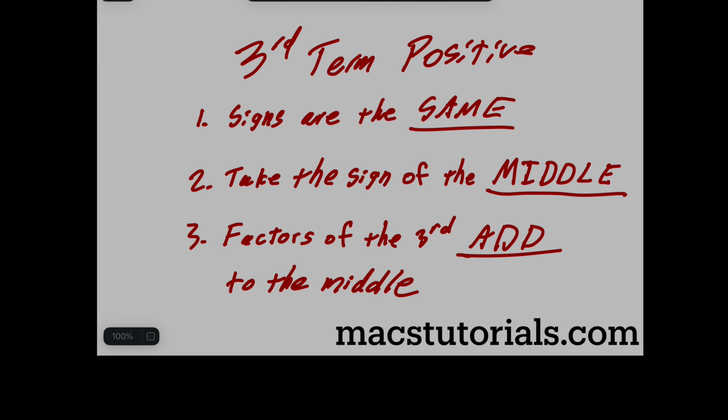Now, if you look right here, here are the three rules. Here's the big thing. Number one, when you see the third term positive, the first thing you know, signs are going to be the same. It's going to be plus plus or minus minus. How do you know? Number two, take the sign of the middle. And number three, factors of the third will add to the middle. So they always will add, okay? So don't try to subtract them. If you see factors that subtract, they don't work. They've got to add. That's what you know if the third term is positive.